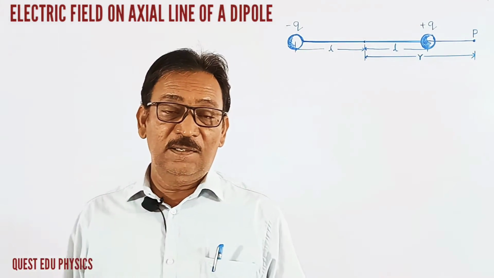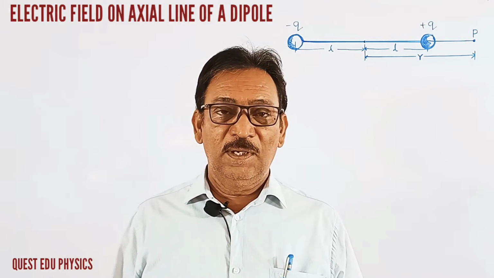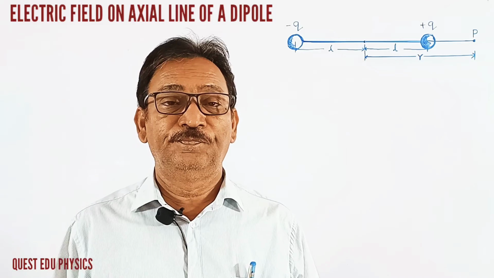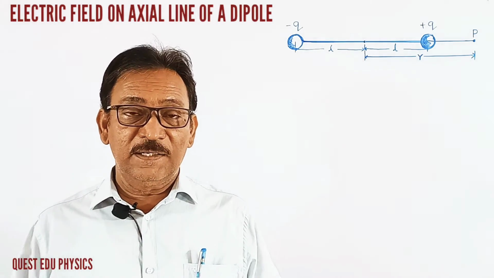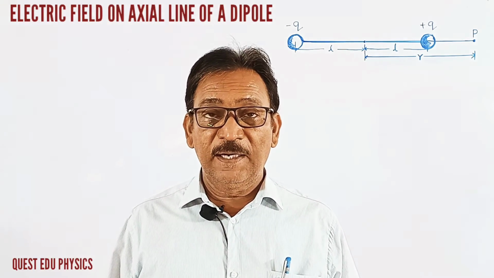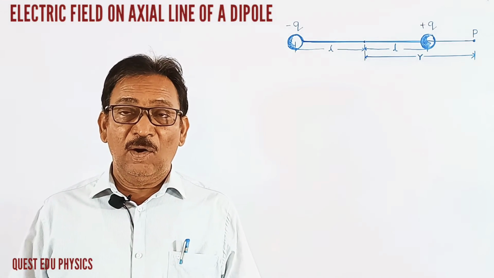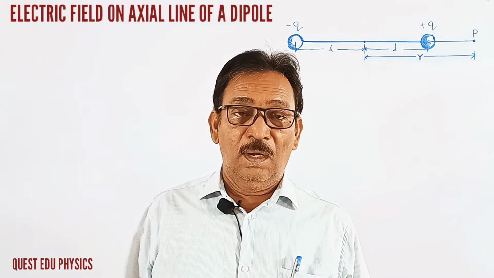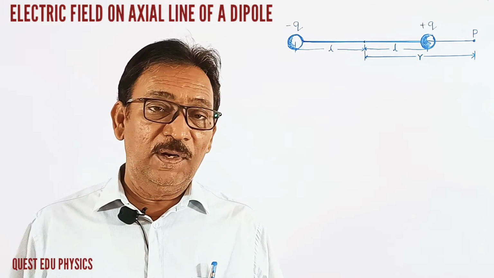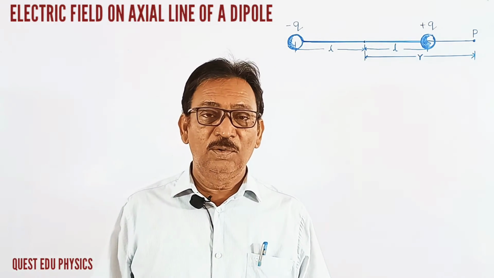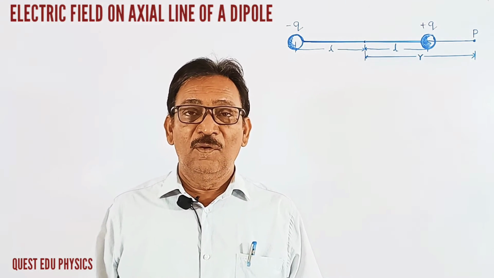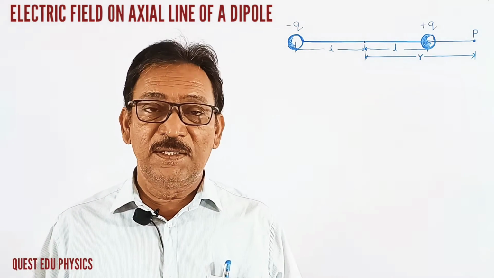In this class, we are going to learn about the electric field intensity due to a dipole. Here in this class, we will learn the electric field intensities along the axial line as well as the equatorial line. In the previous video, we have learned what a dipole is and what the dipole moment is. Once again, we will recall what a dipole is.